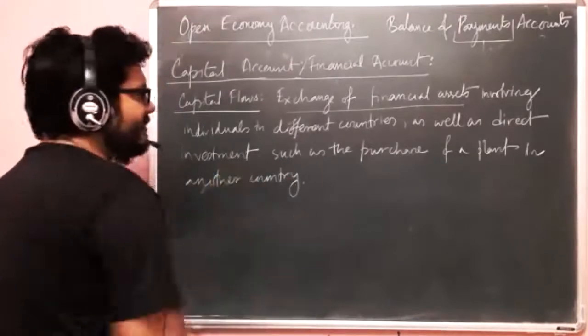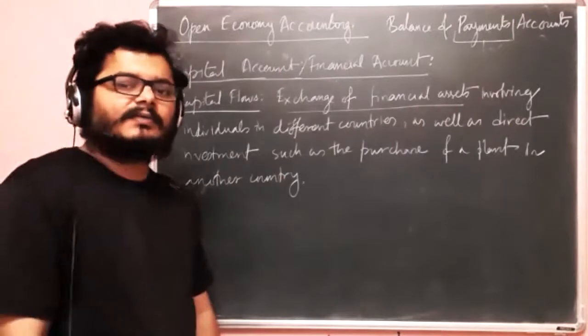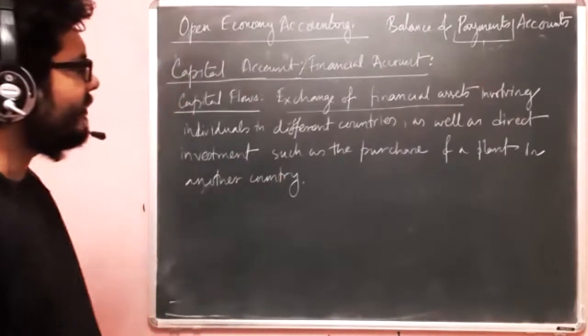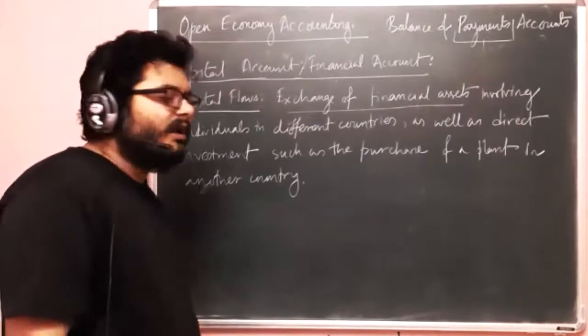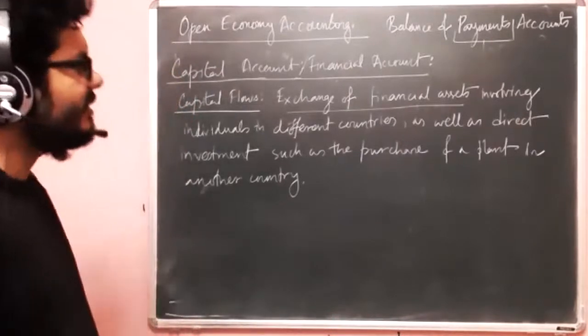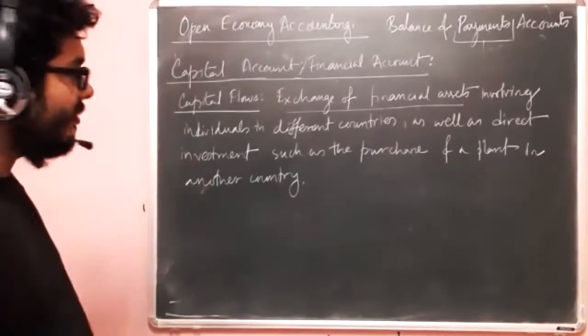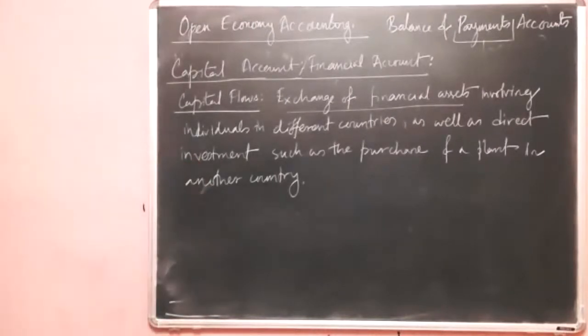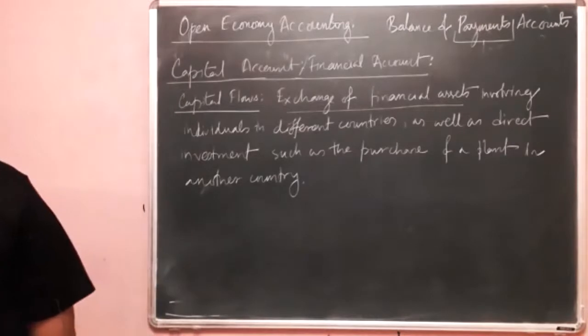But other than that, there are obviously many examples. And this is very easy, direct purchase of a plant, which happens all the time. For example, when Tata bought the Jaguar Land Rover, made the JLR deal in the UK, this sort of thing occurred. Okay, so those are the things that we are categorizing as capital flows.